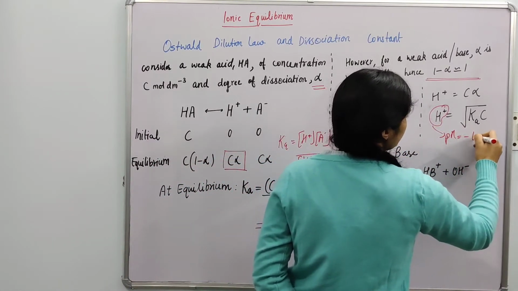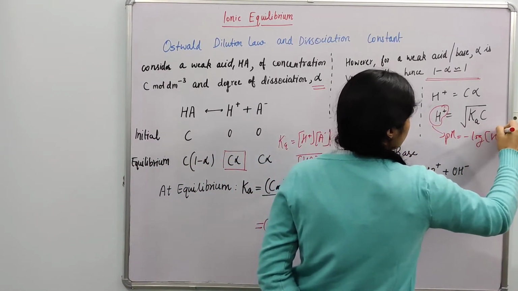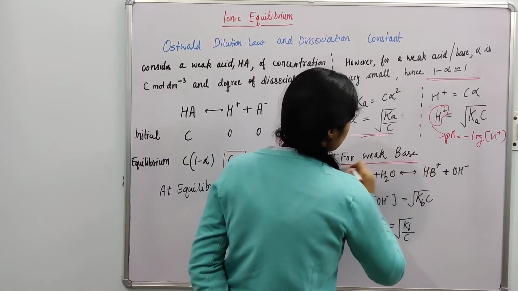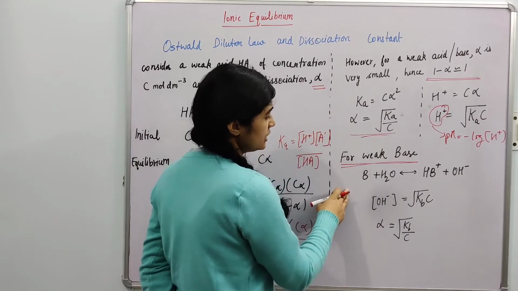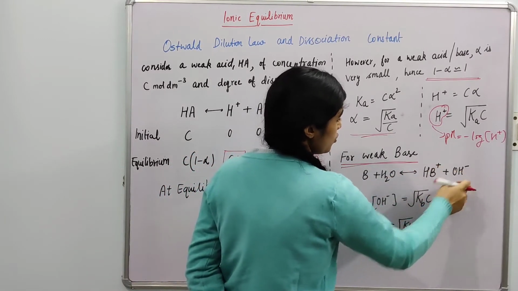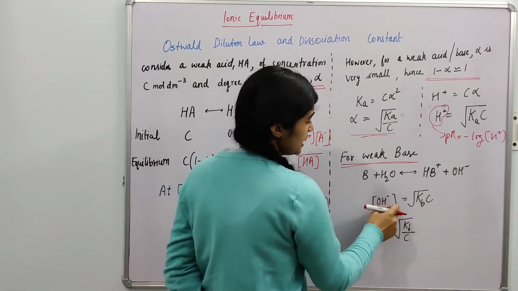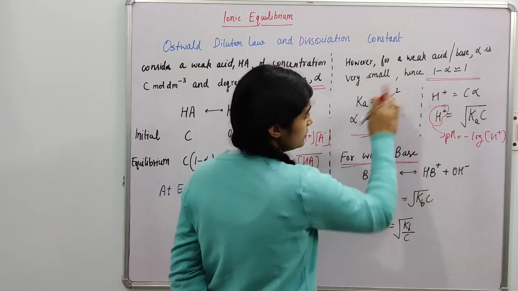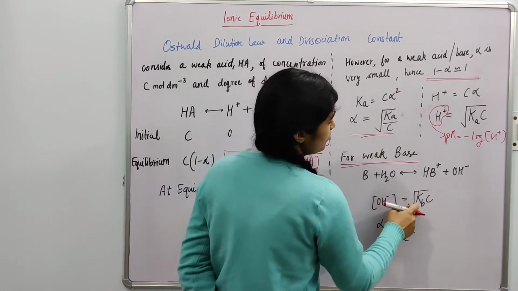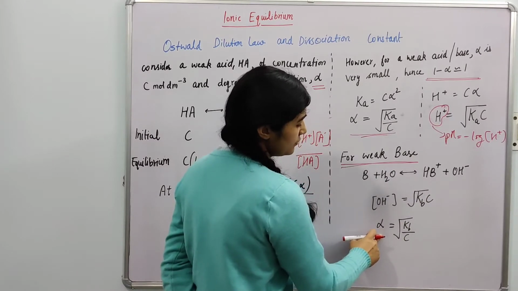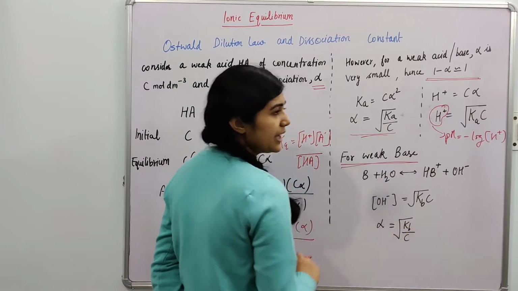pH is nothing but minus log of H positive. Now if you consider a weak base, we take the same general reaction, B plus H2O gives BH positive plus OH negative. Here OH negative will have a similar kind of derivation as the acid, and the relation will be under root Kb into C, and similarly alpha will be under root Kb by C.